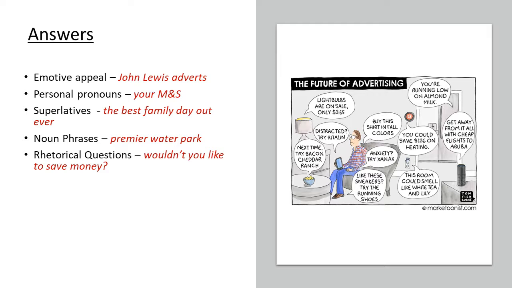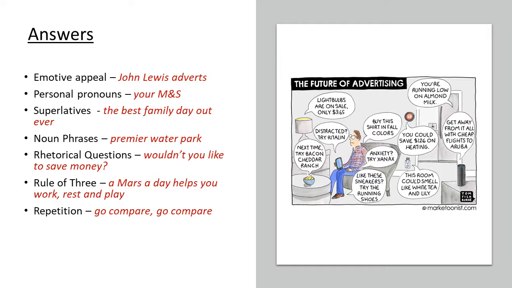Rhetorical questions. Wouldn't you like to save money? So asking a question purely for effect rather than requiring a response. Rule of 3, or tricolon as we normally call it. A mile a day helps you work, rest and play.